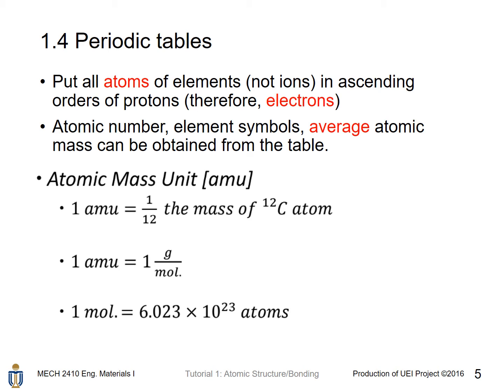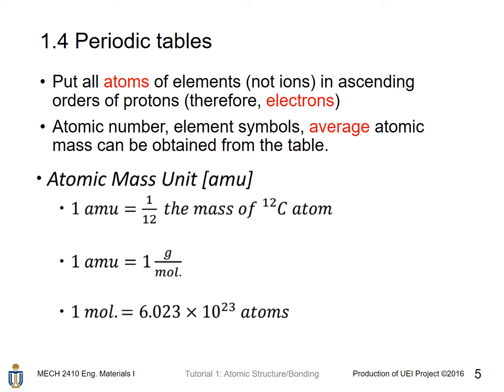We also introduce a new concept called the atomic mass unit, AMU. 1 AMU is equal to 1/12 the mass of a carbon-12 atom. What does it mean? For example, a carbon-12 atom will have a mass equal to 12 AMU, and basically it means that if you know the mass number of a particular atom, you can immediately find the mass of that atom in AMU, which is the atomic mass unit.